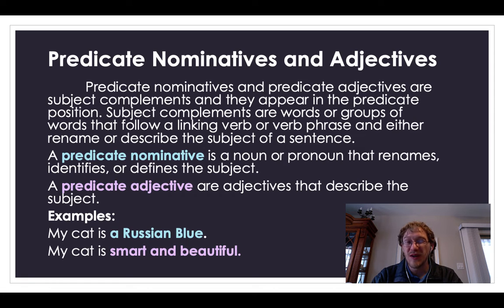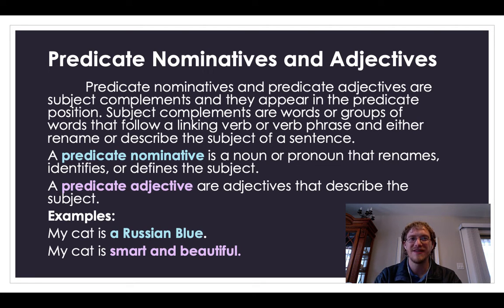Here are some other big words that might be helpful to you. Don't worry so much about the big word, the name itself, predicate nominative, and the word adjective. You need to learn adjectives, but predicate nominative is a big word, but we'll talk about what it means, and that might help you. Predicate nominatives and predicate adjectives are subject complements, and they appear in the predicate position. Subject complements are words or group of words that follow a linking verb or verb phrase and either rename or describe the subject of a sentence.